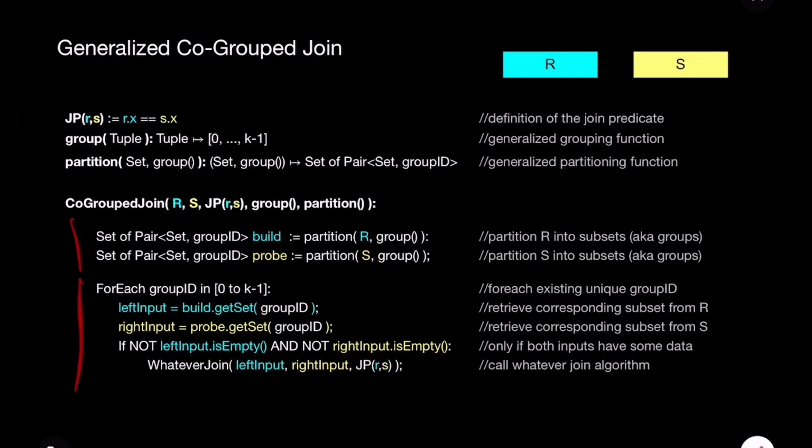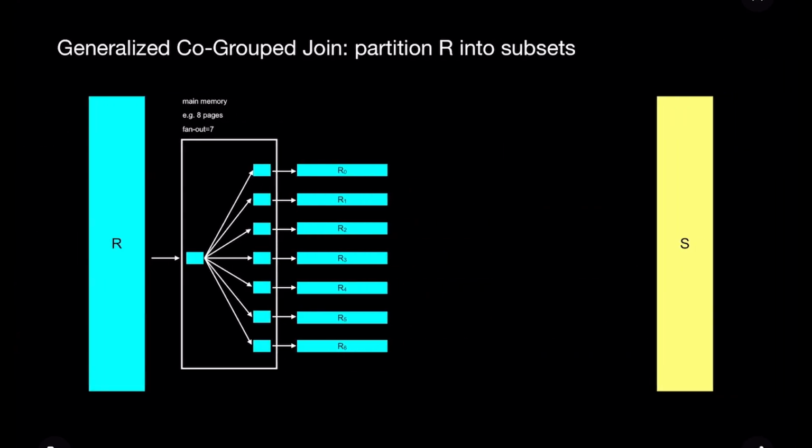I had it on the blackboard in the lab on Friday, but I prepared some more slides to show you how it works. So assume we want to run one special case of the co-group algorithm on this join. So we have R on the left and S on the right. And maybe I have like 8 memory pages, as depicted here.